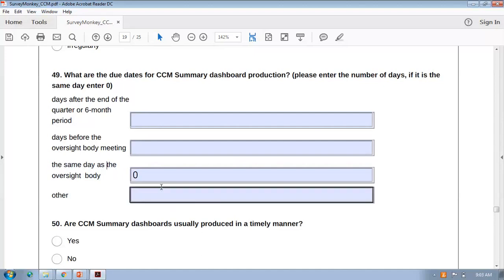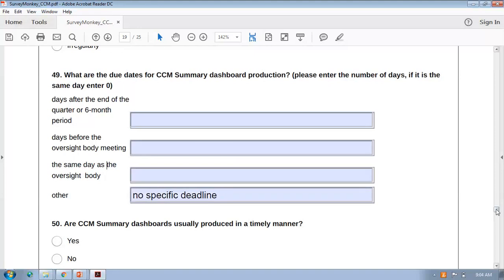But if there's some other arrangement, for example, there's no specific deadline or there's some other sort of deadline, just type in, like Neanne just did, type in some words that explain what the deadline is.